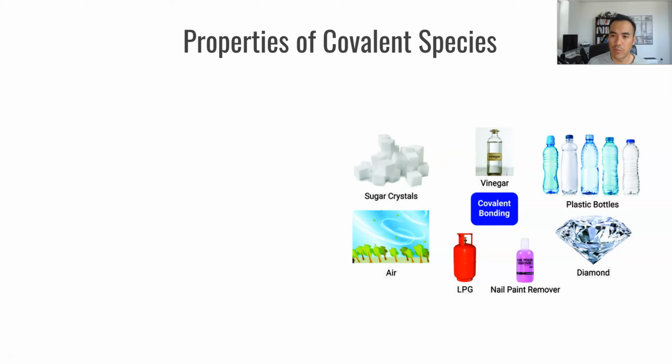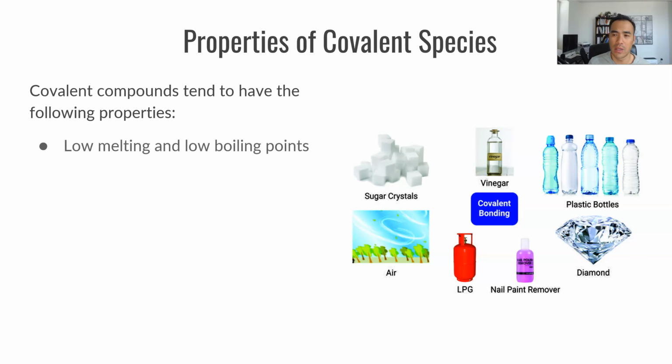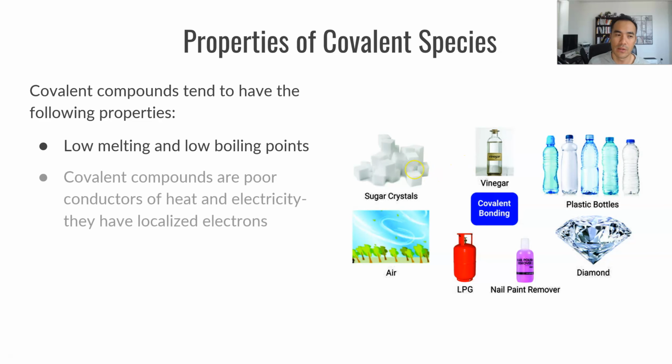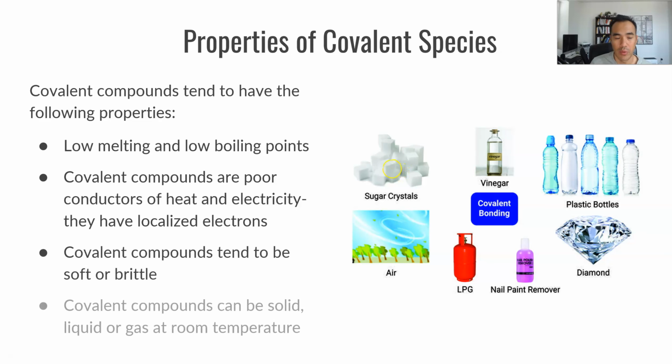Some very special properties about them. Generally, they're going to be, as an example, plastic bottles. Diamonds are covalent network. They're very high melting points. Crystals, they generally are going to have very low boiling points and very low melting points. They're also going to be poor conductors of electricity because they have localized electrons, and they tend to be soft and brittle. Generally, they're also going to be solids or liquids at room temperature, or gas.